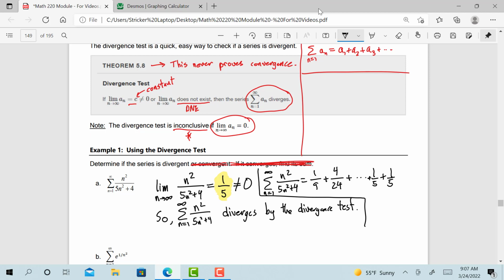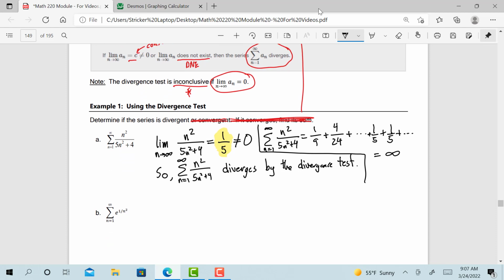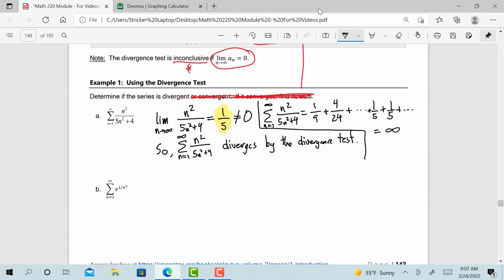Well, if we keep adding 1/5 as we add terms to our sum, is this ever going to approach something? And the answer is no. It's going to be infinity. It's going to diverge. So that sum is going to approach infinity. The series diverges. Okay, let's do one more.